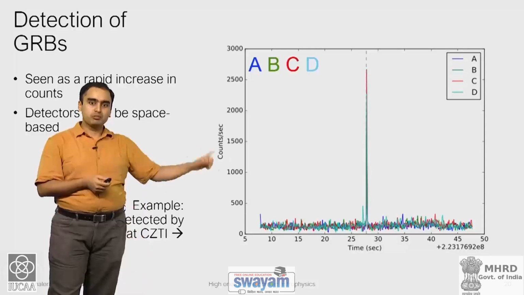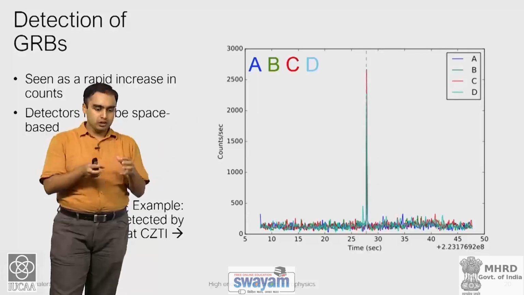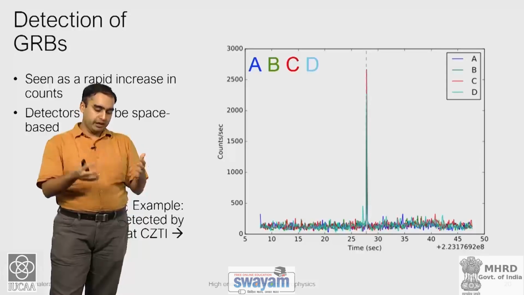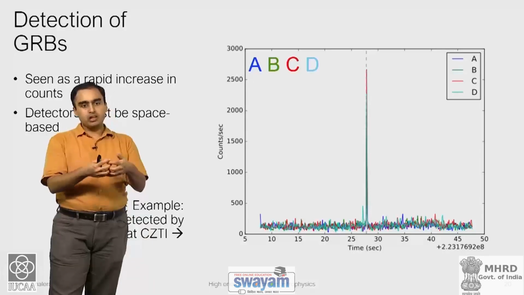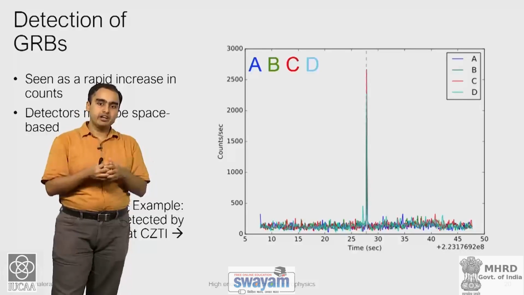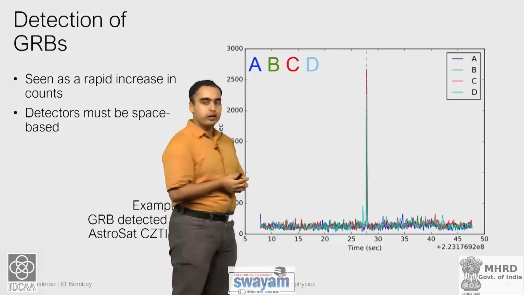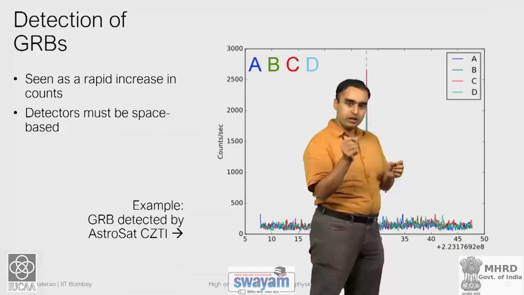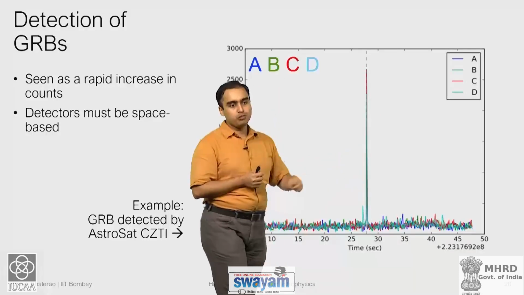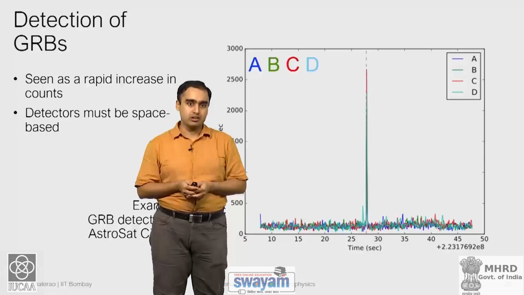You can see that there are multiple colors used in this graph and they are labeled as A, B, C, D. Those are the 4 identical quadrants of CZTI. You can think of it as an instrument made up of 4 sub-instruments, and the burst was seen clearly in all 4 of them. This particular one was a short GRB, that is why you can see that the peak here is extremely narrow. The width of this peak is close to just about 1 second.